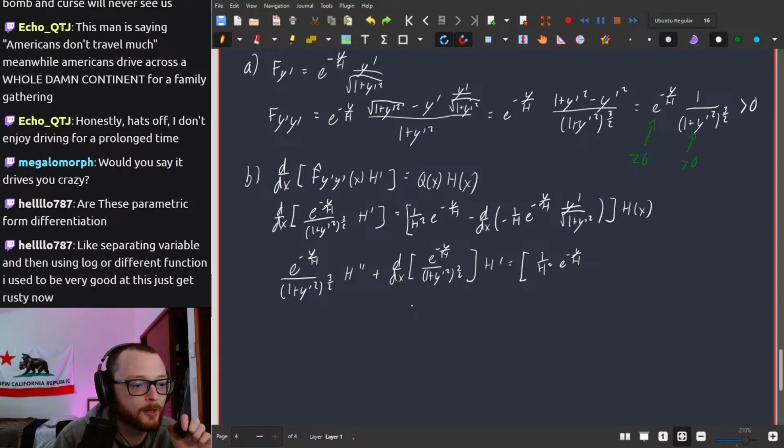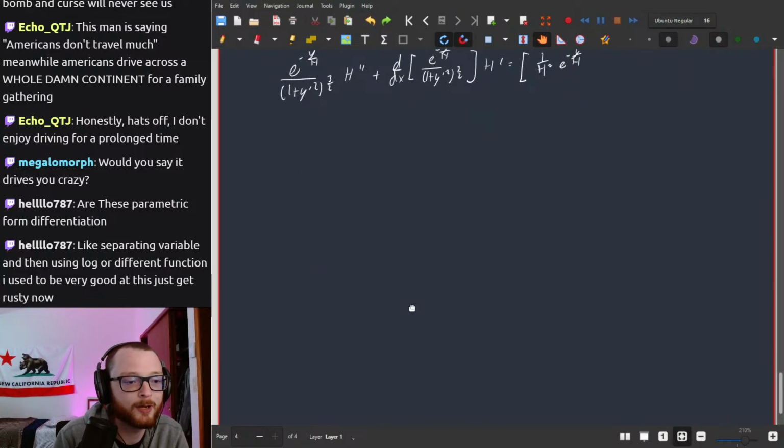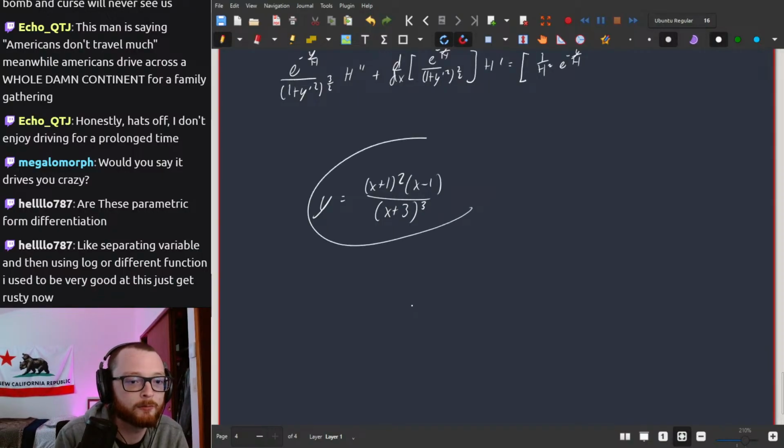Is there any real using log or different function? Oh yeah. So I'm doing something that's different, but I think I know what you're talking about. A case where logs are helpful is something like if you have x plus 1 squared times x minus 1, maybe divided by x plus 3 cubed, just for fun. And they ask you to take the derivative of this, it will be a giant pain.